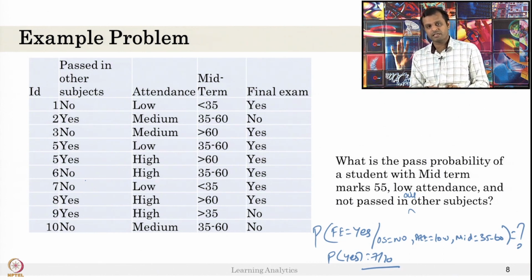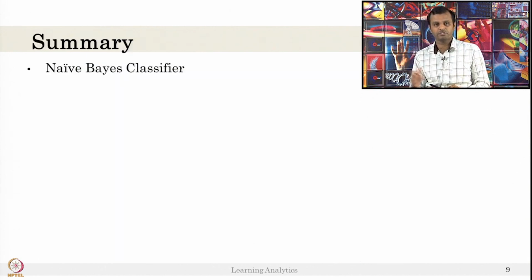The naive Bayes classifier is basically based on Bayes theorem with a naive assumption, and it computes the frequency tables and uses those tables to predict future events.